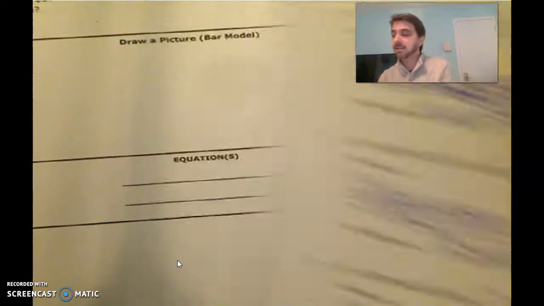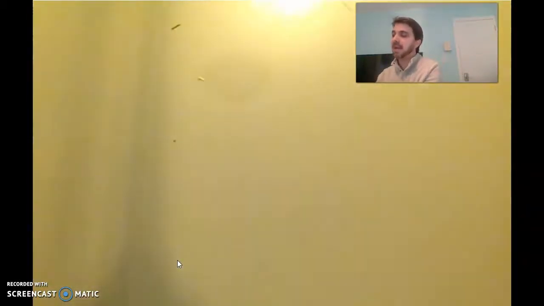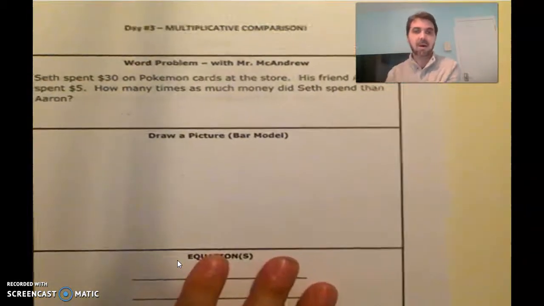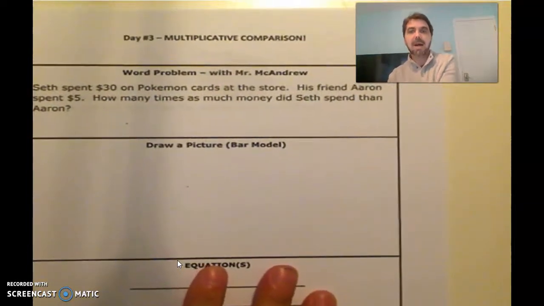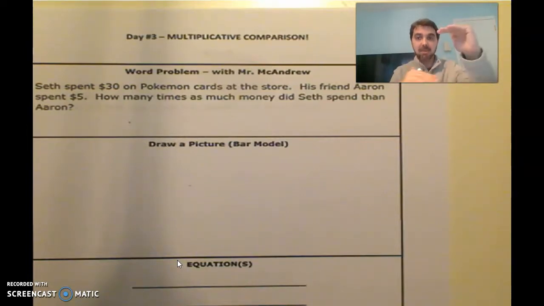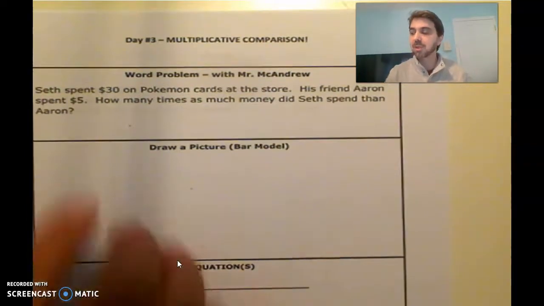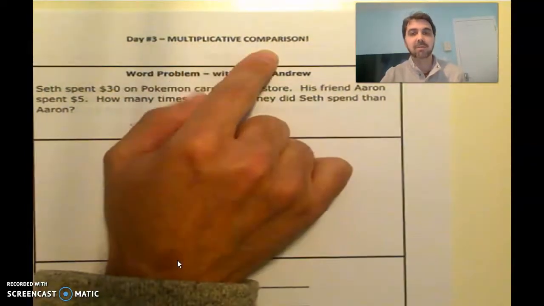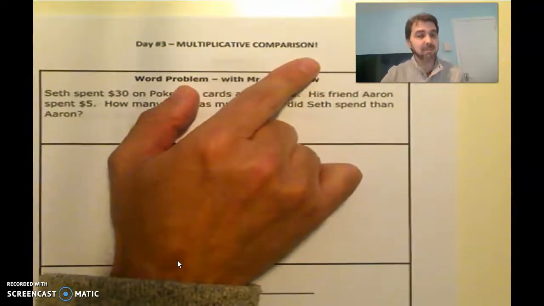All right, so let's get to today. Today, we are going to know the amount of each person, but we have to figure out how many times larger the larger amount is. So yesterday, we knew the larger amount and how many times larger, but not the smaller amount. Now we know both amounts, but not how many times. So let's take a look at the first example. So you should be on day number 3, multiplicative comparison, exclamation point.